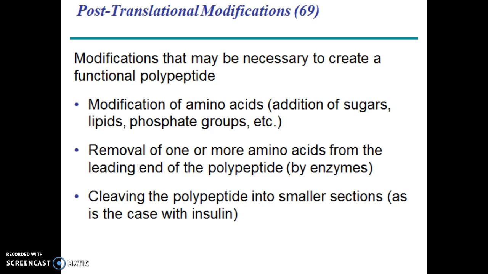And the last part is, as with the case of insulin, insulin is produced in a really long polypeptide, but that really long polypeptide is not functional. So that polypeptide will be cut into smaller sections, allowing it to be functional, which is kind of strange. Why not just crank out the functional polypeptides to begin with? But that's not how it works.